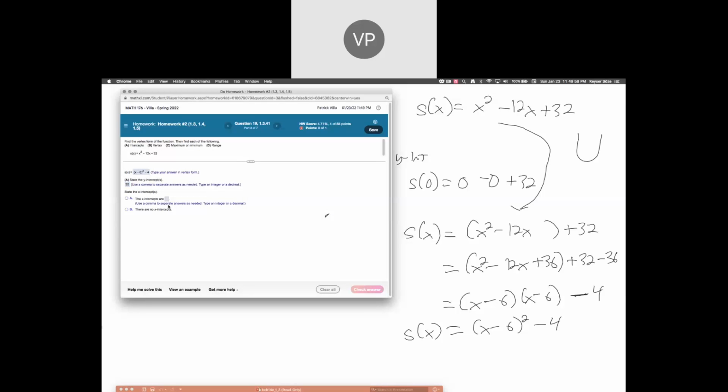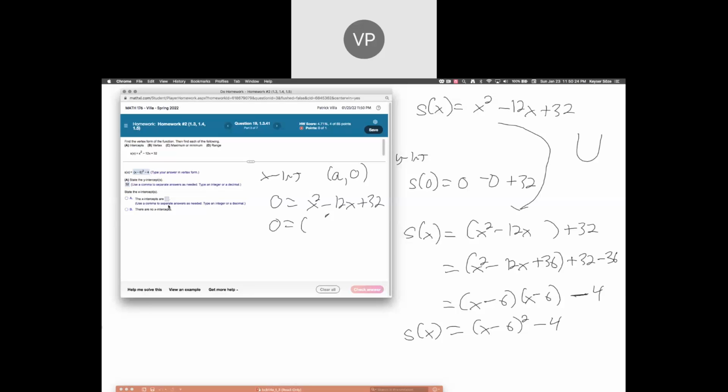Okay, now we find the X-intercepts. So I'm going to go here in the middle of the board. And remember, X-intercepts look like this. There's a 0 for the Y component. So we take that entire equation and we set it equal to 0.